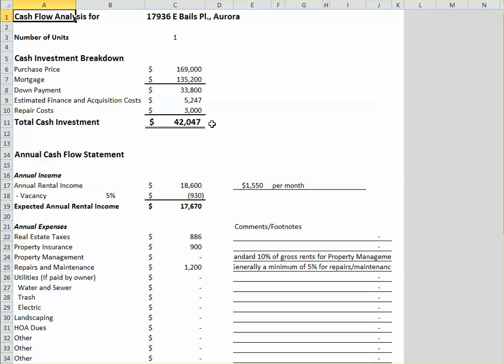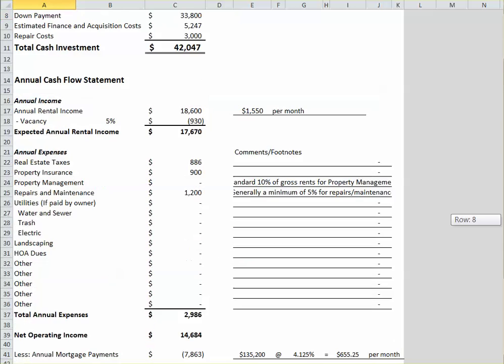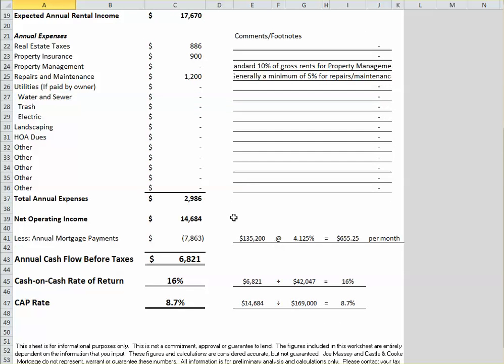Total cash invested, like we talked about, was $42,047. His average annual rental income at $1,550 a month is $18,600, 5% vacancy, and this is his annual rental income. Again, we have our taxes, our insurance, our repairs, and we come down here, we see our total annual expenses, gives us our net operating income. Very important to begin our financial calculations.